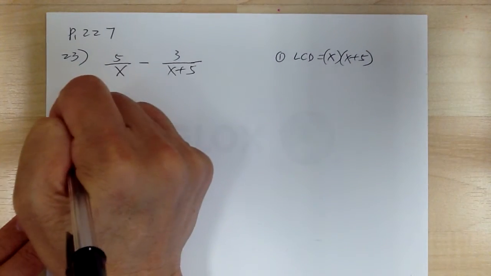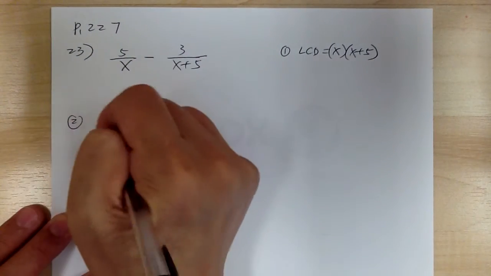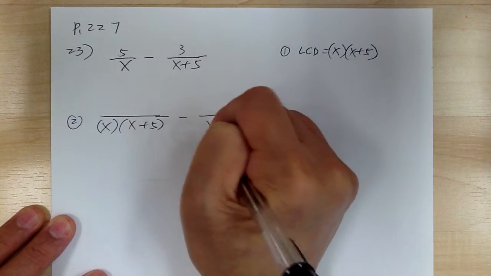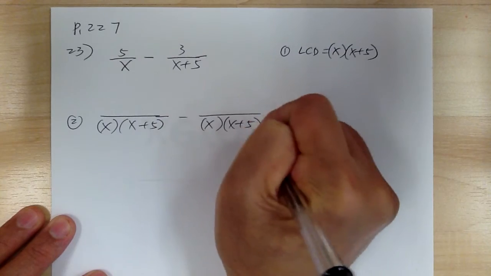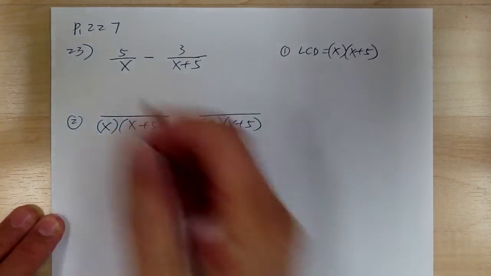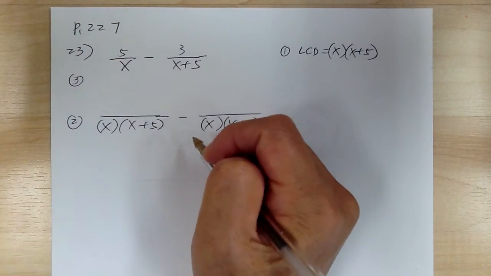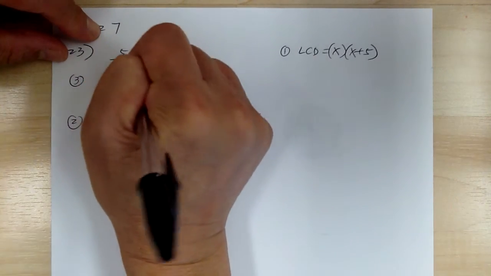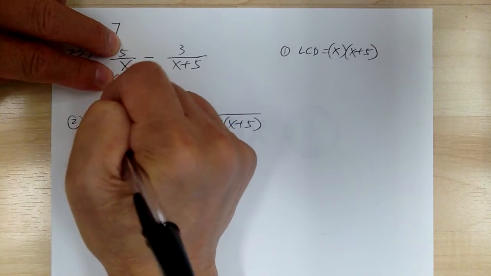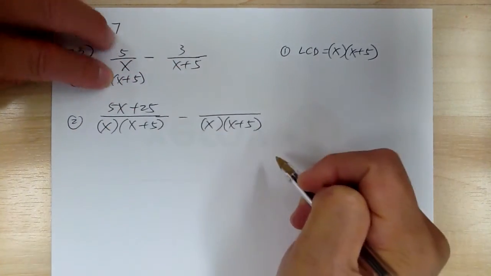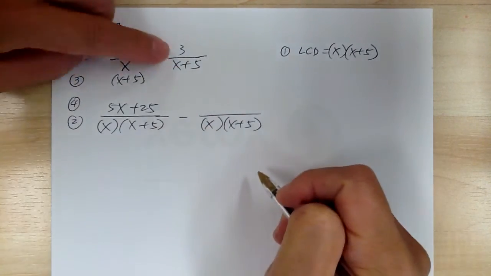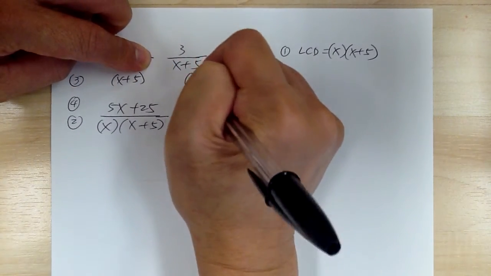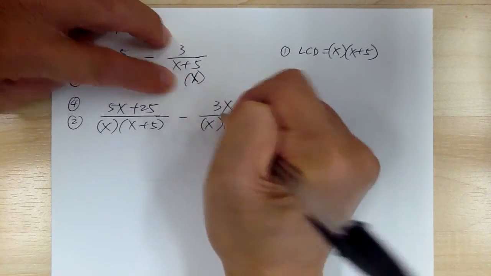Step 2, go ahead and get the LCD ready. So get your LCD ready. Step 3, figure out what you are missing. So from here to here, you're missing the x + 5. So go and multiply, and you get 5x + 25. That's step 4. Over here, step 3, you're missing the x. So step 4, you get 3x.